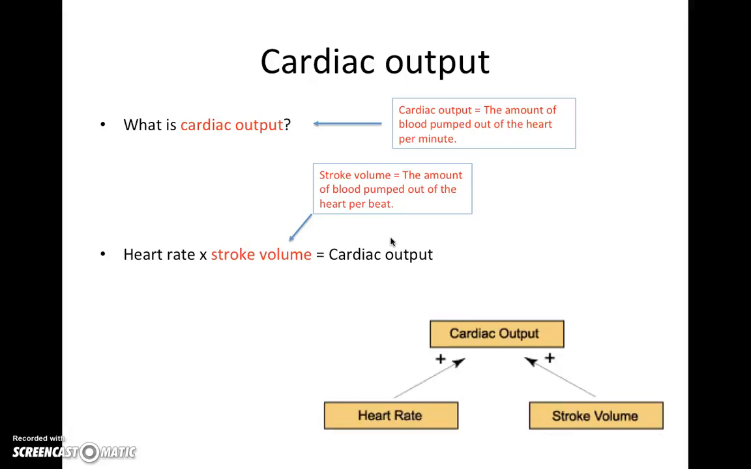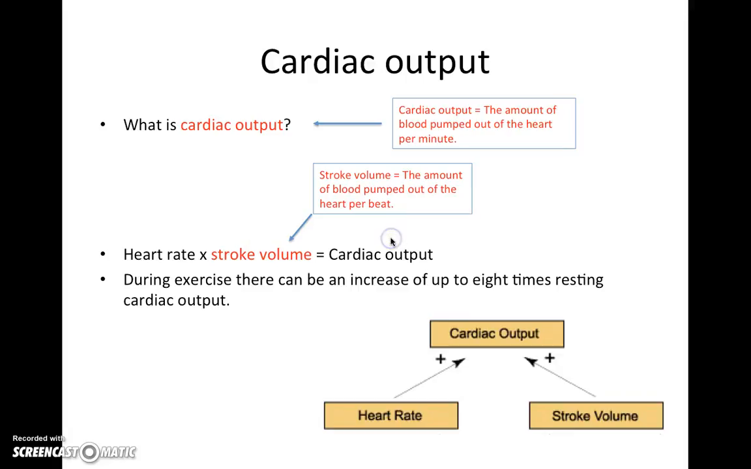So this increases due to exercise because we're trying to get oxygen to the working muscles and trying to remove carbon dioxide. So during exercise, there can be an increase of up to 8 times resting cardiac output. And we need that to get oxygen to the working muscles and to remove carbon dioxide.